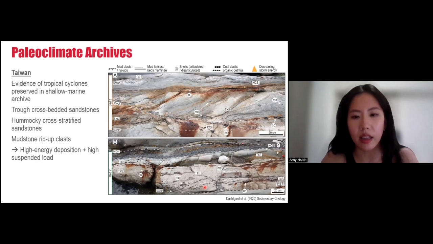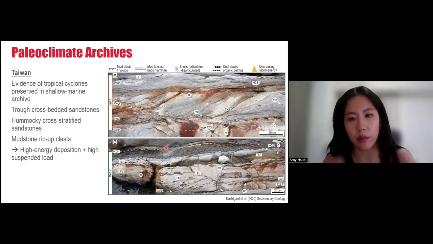And we see that there are mud rip-up clasts interspersed throughout the sandstone, and all of it is capped by more mudstone. So all of this is evidence for high energy deposition with a high concentration of suspended sediment, which is what we'd expect to see with sediment deposited by a tropical cyclone. And just to note, these are examples of exceptionally preserved tropical cyclone beds, but in reality, many beds don't manifest this way.